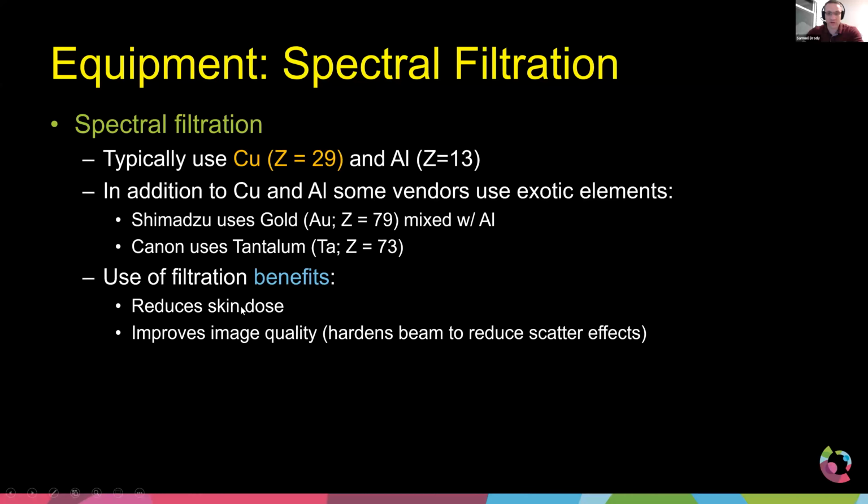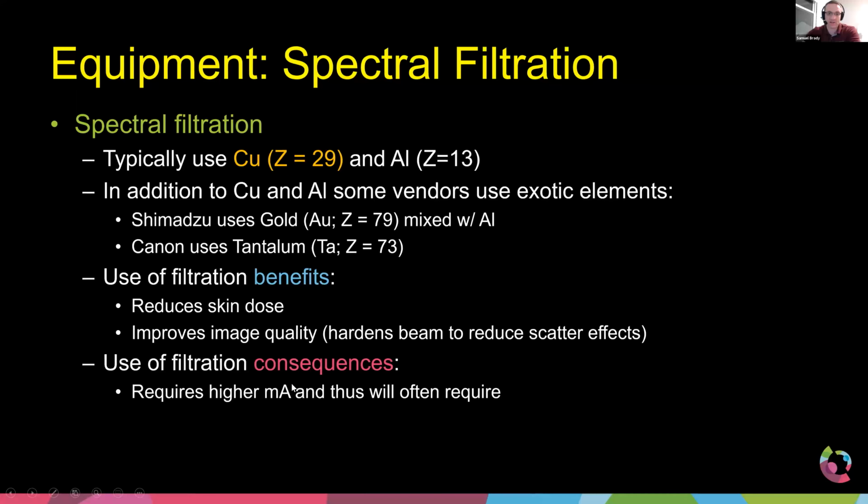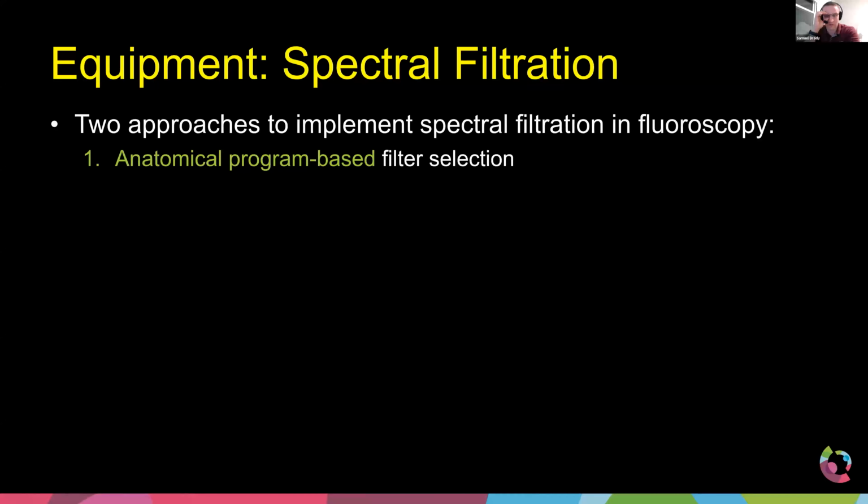All right, overall spectral filtration, as I've already mentioned, is good for reducing skin dose, gets rid of all those soft X-rays, low energy X-rays. The consequences, as I've now mentioned multiple times, are that it requires higher mA to pass through. Therefore, it requires a larger focal spot and larger pulse width. So it reduces spatial resolution. The thicker the filter, the lower the quality of the spatial resolution will be.